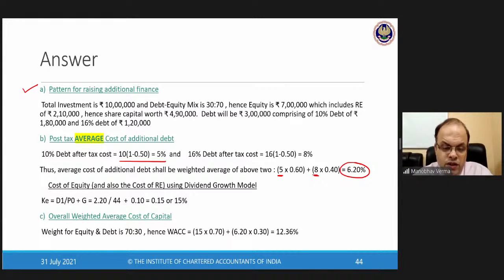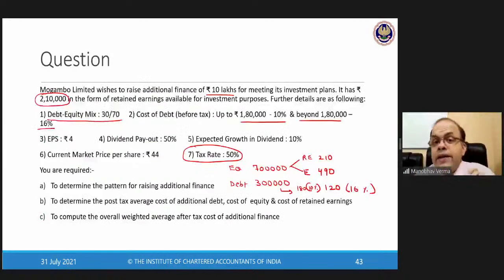Srishti said 10% becomes 5, 16 becomes 8. Yes, but you're calculating the average cost. That's 6.2. Absolutely correct. Then we look at the equity and the retained earnings. There is some information given to us: EPS of 4, dividend payout of 50%, and expected growth of 10%.